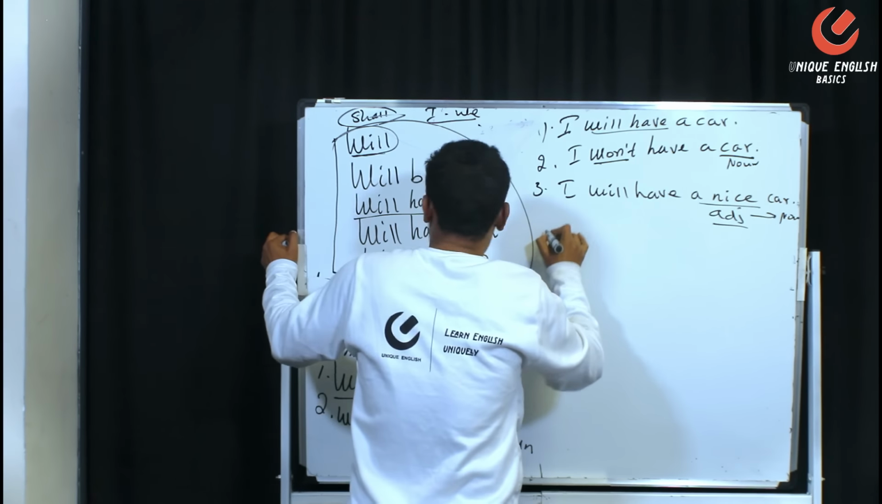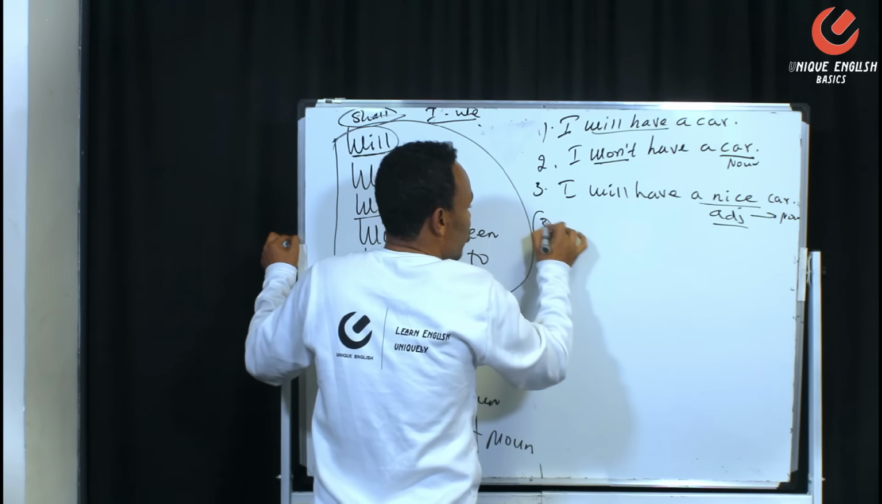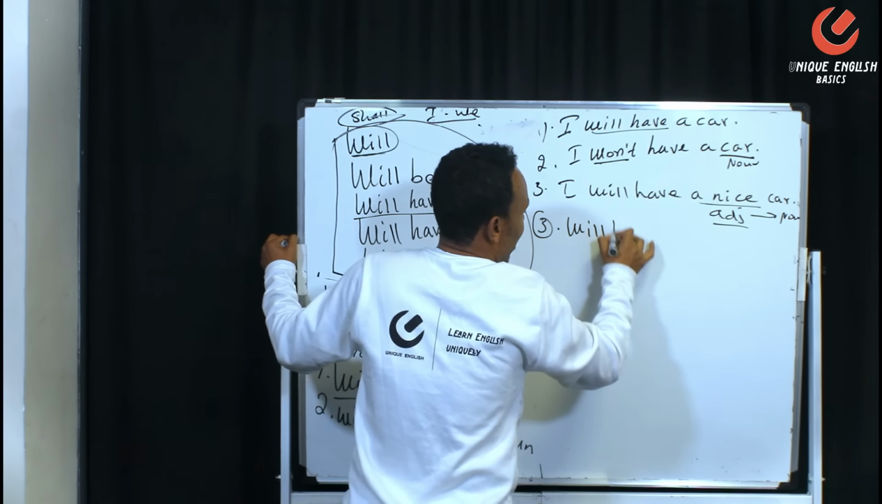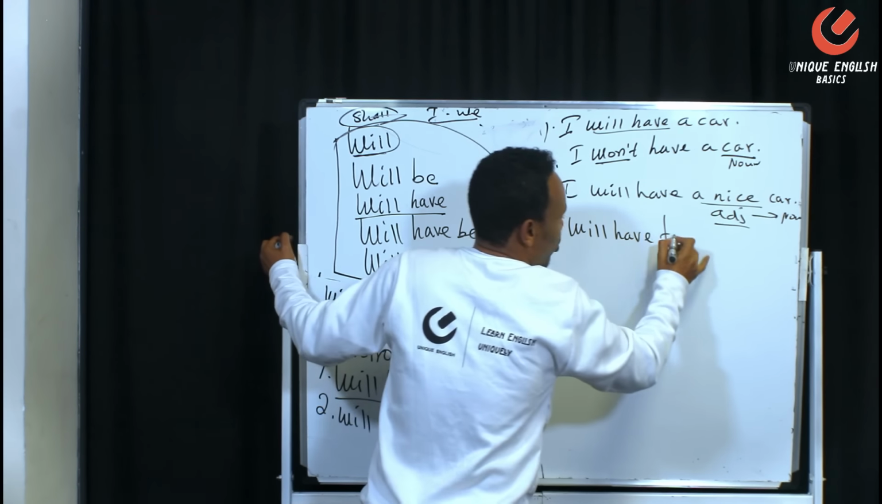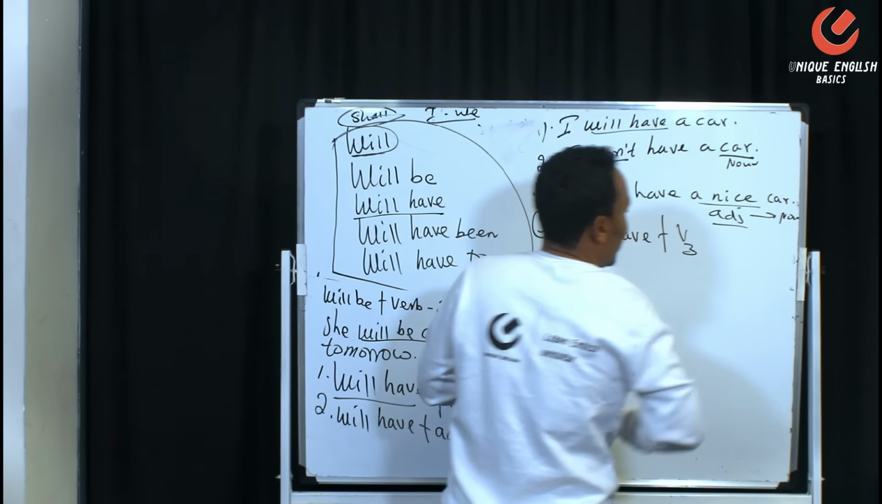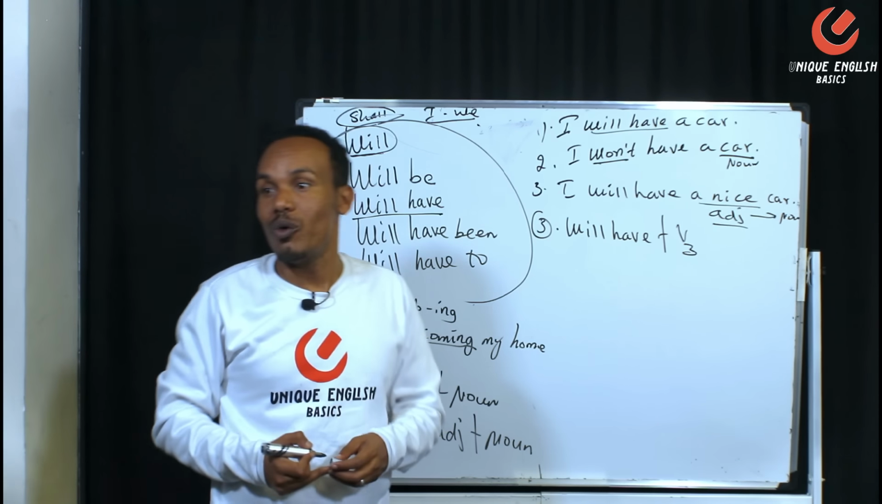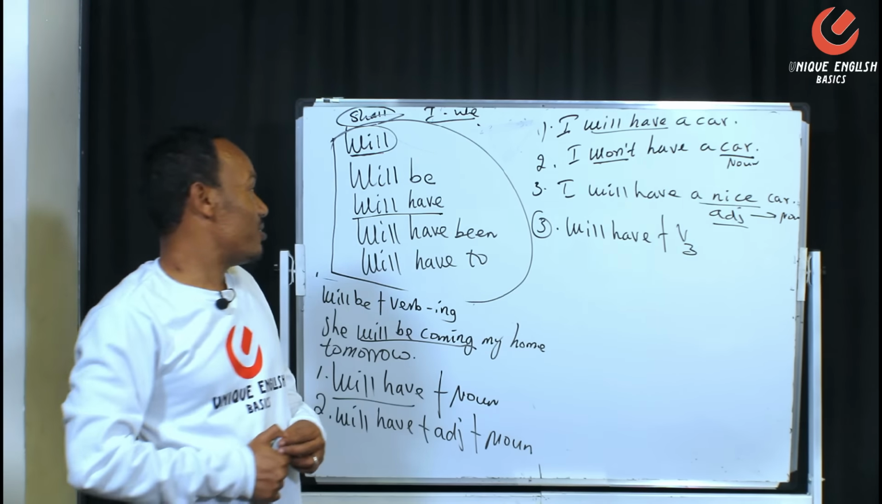And then the other structure, the third structure of will have is followed by verb 3. ምን ሊያስከትል ይችላል? Verb 3. Will have is followed by what? Verb 3.